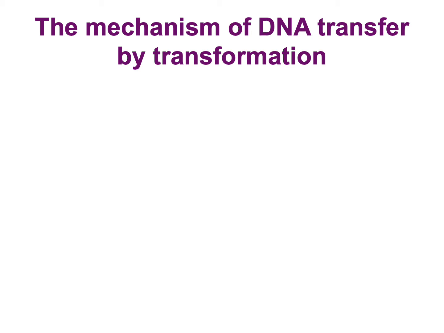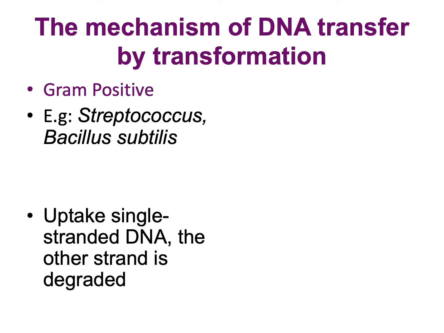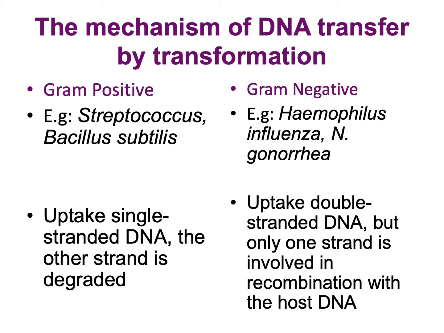Bacteria differ in their ability to uptake different forms of DNA. For instance, gram-positive bacteria like Streptococcus uptake and move single-stranded DNA across cells due to the presence of thick peptidoglycan. Gram-negative bacteria like Haemophilus influenzae and Neisseria gonorrhoeae, on the other hand, may uptake double-stranded DNA, but only one strand is involved in recombination with the host DNA.